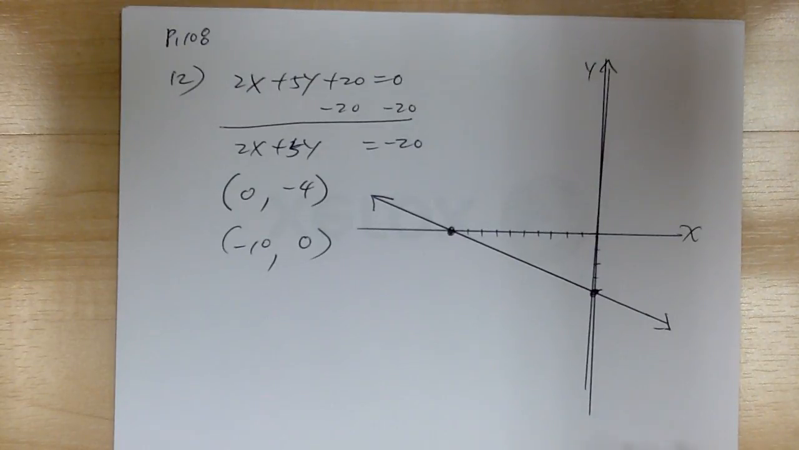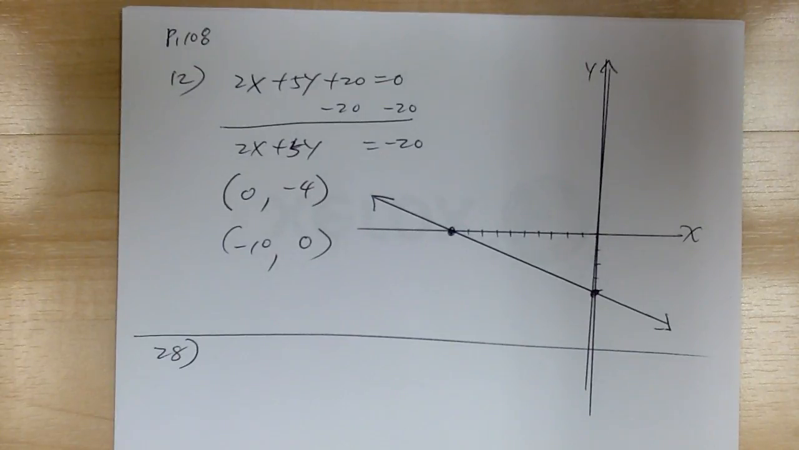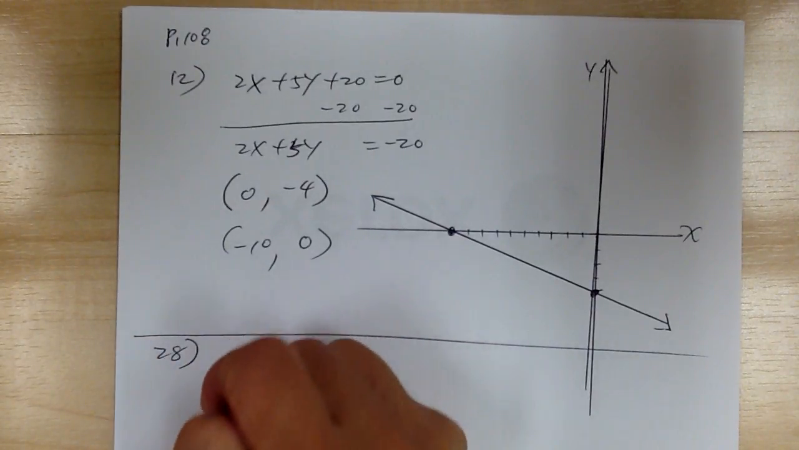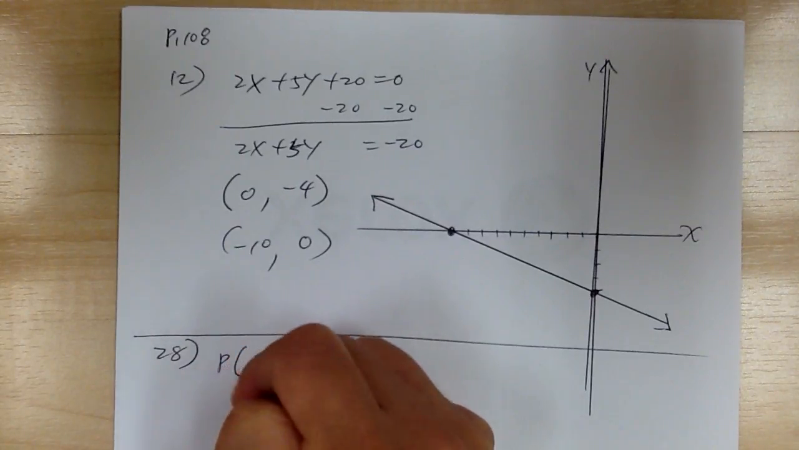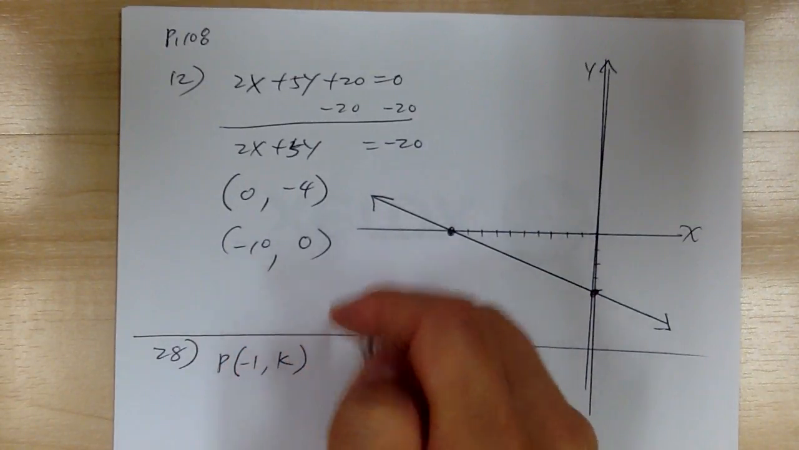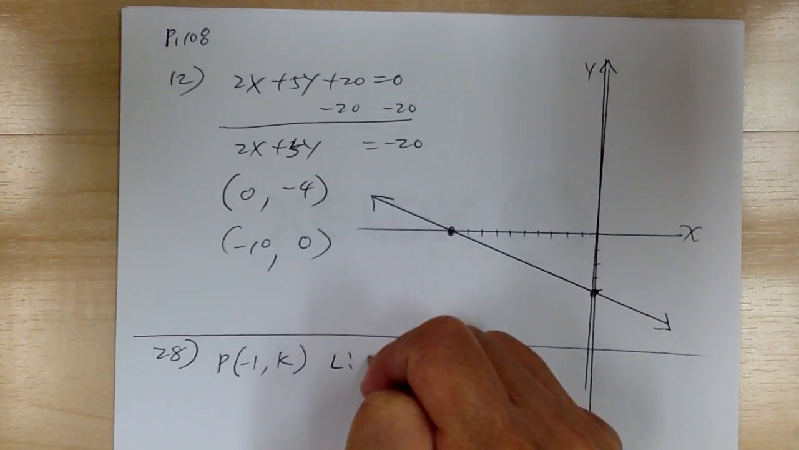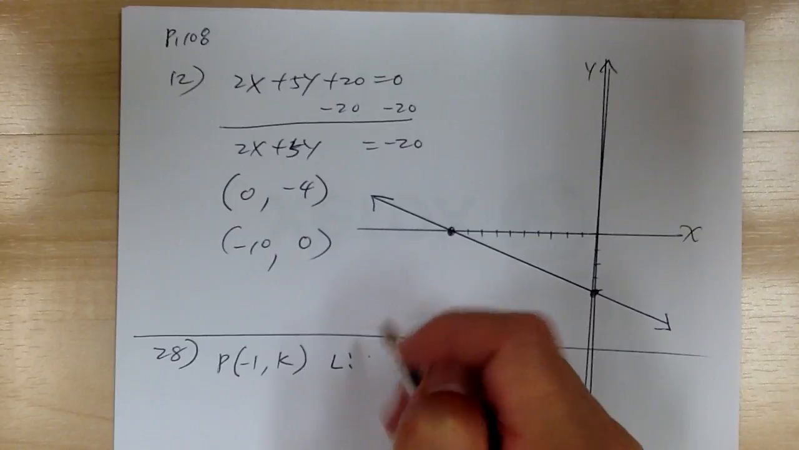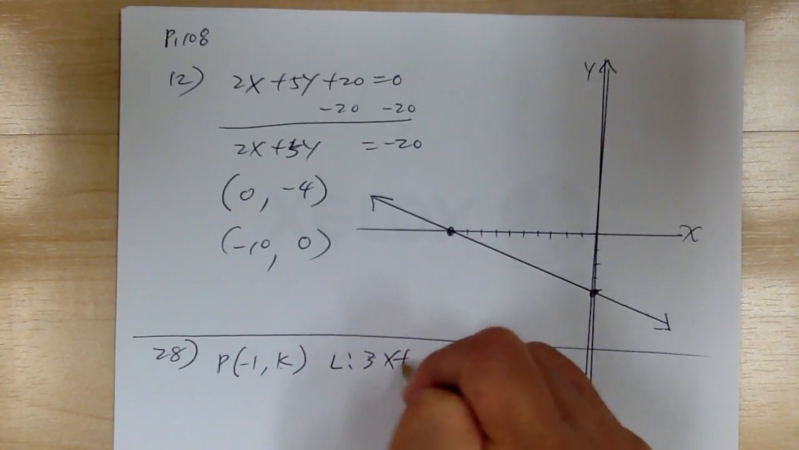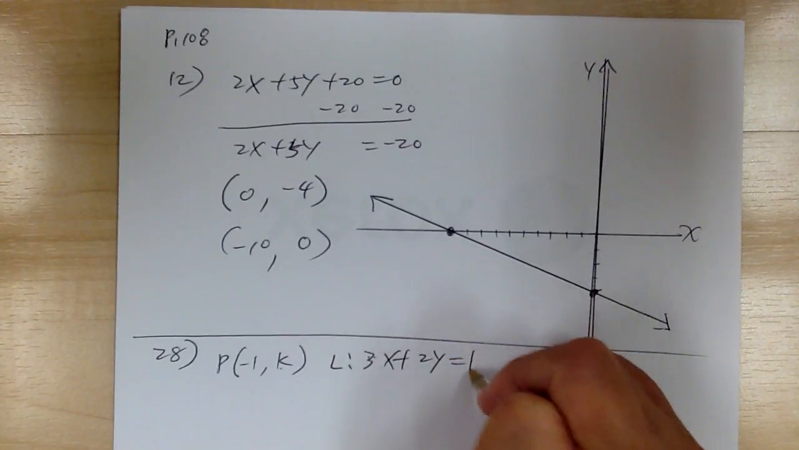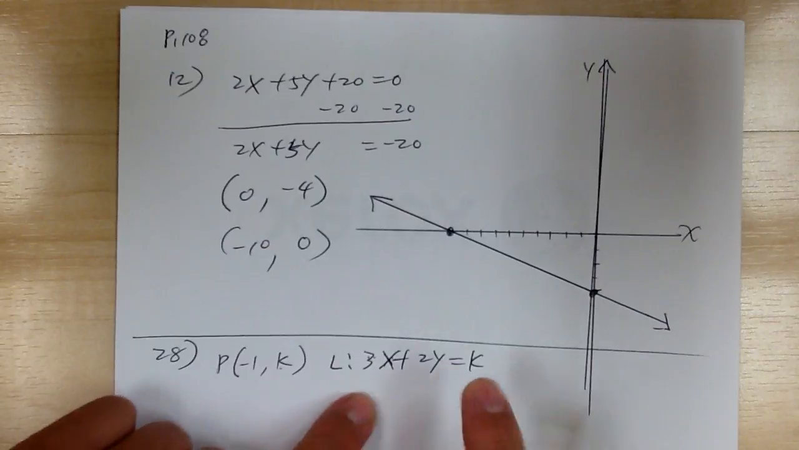Okay, let's go to number 28. You want a line going through this point at negative 1, k. So you're looking for the value of k, so that this point is on this line.